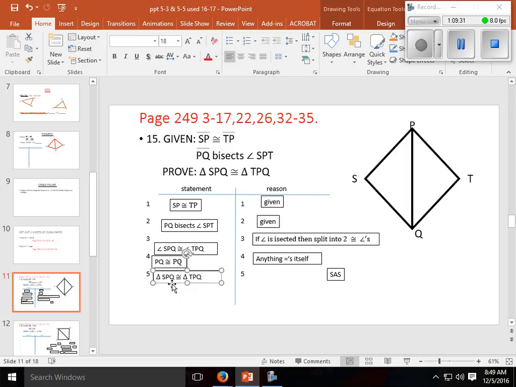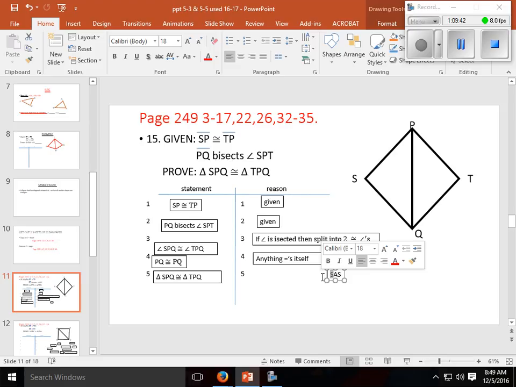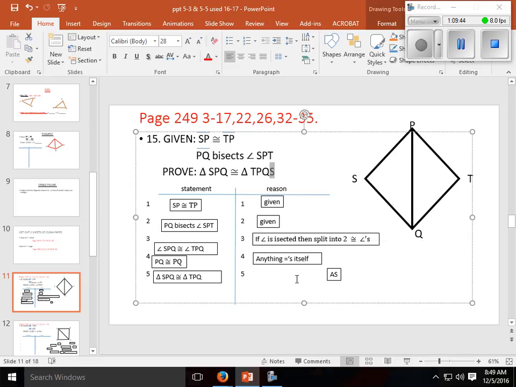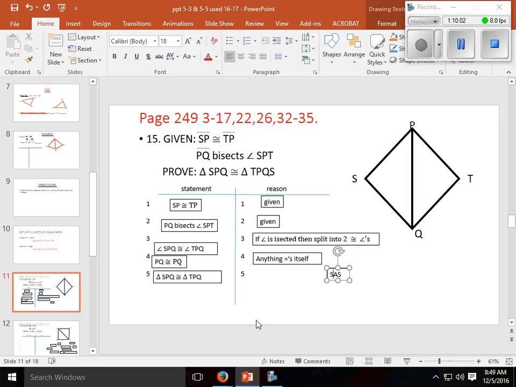So now we have enough information to say the two triangles are congruent, and our reason is SAS. Oh, no. You deleted a letter. Hey, it's okay, we know what it is. Just draw an arrow.